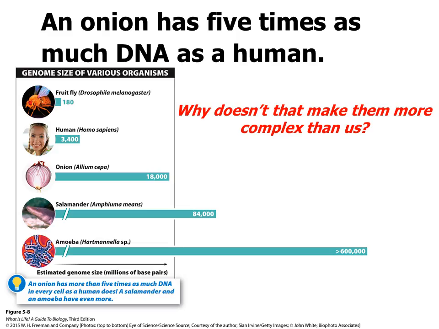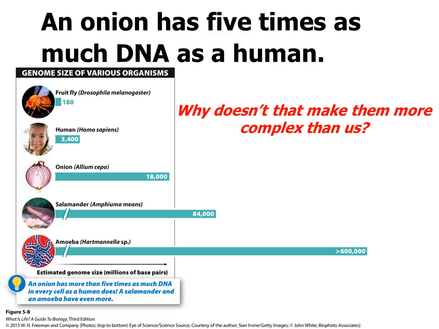If we compare the amount of DNA present in various species, we will see a paradox. There does not appear to be any relationship between the size of an organism's genome and the organism's complexity. So what this chart is showing you is genome size of various organisms. So remember, a genome would be all the DNA. So my genome size in millions of base pairs as a human is 3.4 million base pairs.